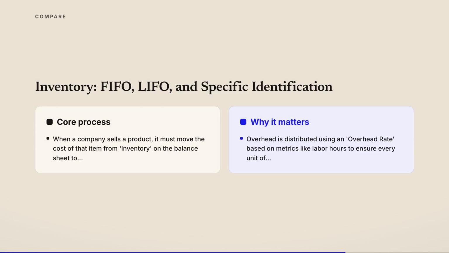We also track conversion costs, the direct labor and overhead required to turn raw materials into finished goods. Overhead is distributed using an overhead rate based on metrics like labor hours to ensure every unit of inventory carries its fair share of indirect costs.